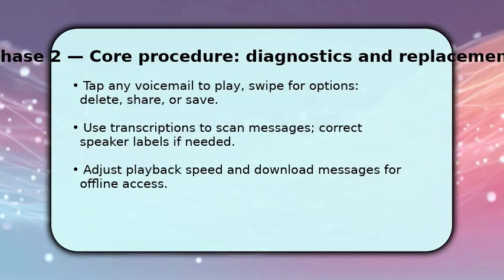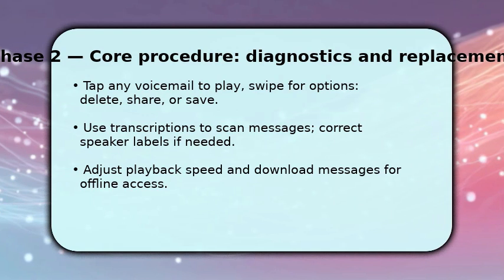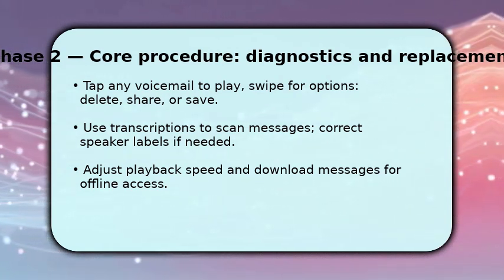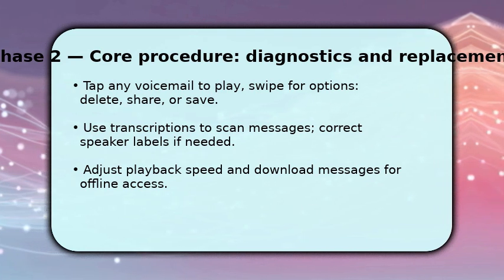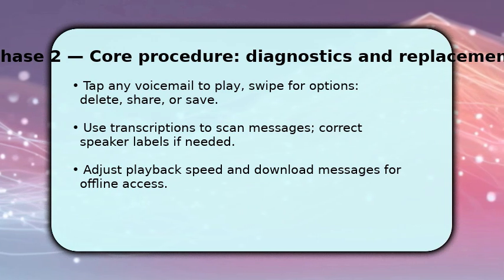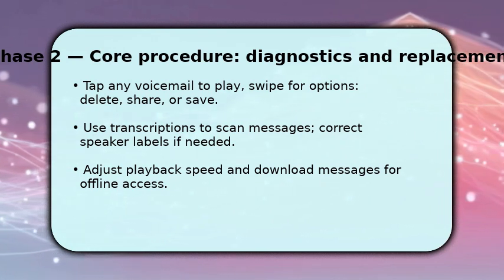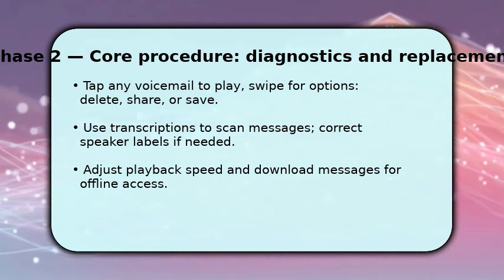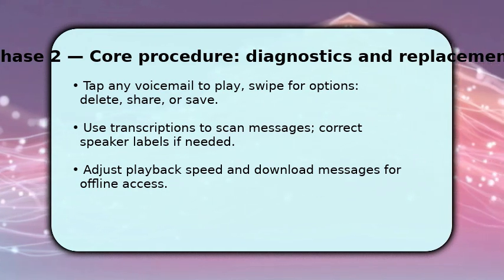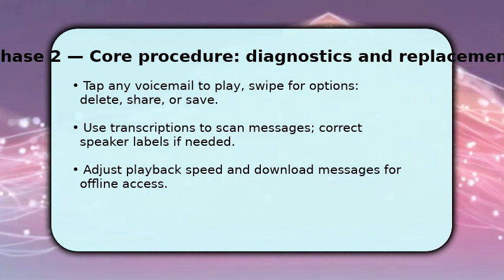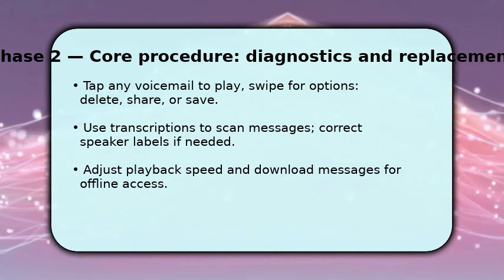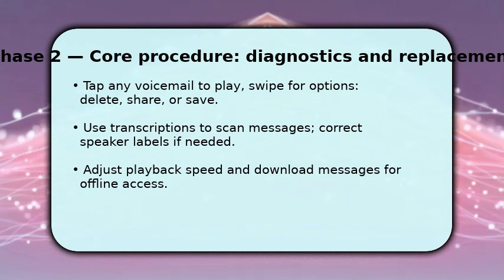Now, you'll view the message list and manage each item. Tap a voicemail to play it, and swipe left or right to reveal quick actions like delete, share, or save. If visual voicemail provides transcription, read it to decide whether to respond immediately. Correcting speaker labels improves future recognition. Use playback controls to change speed, and tap the download icon to keep an important voicemail offline. These steps let you triage quickly and preserve key messages for later use.